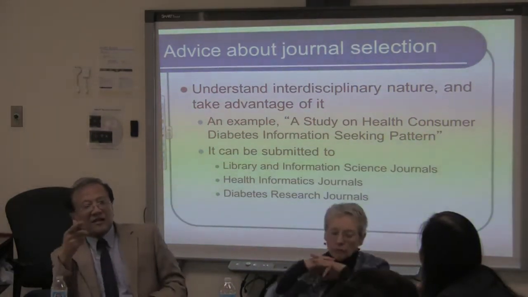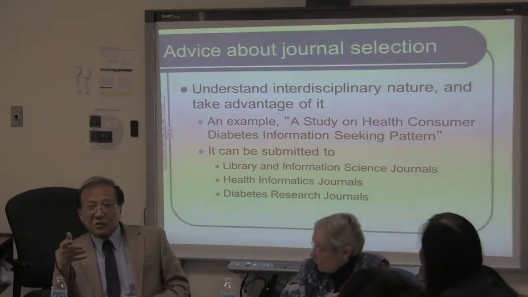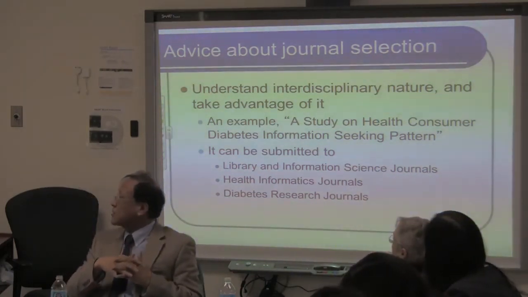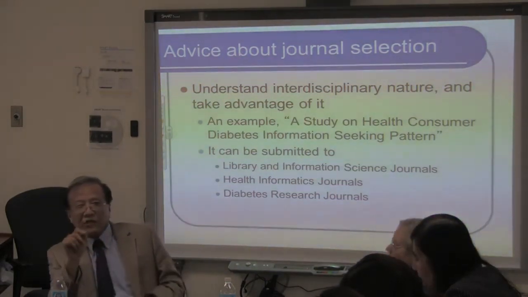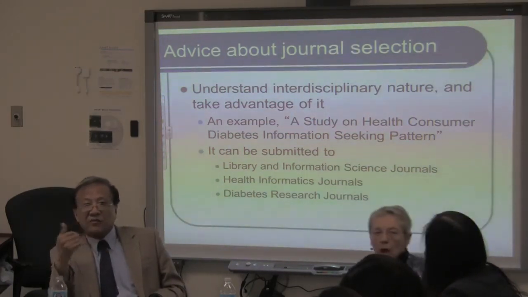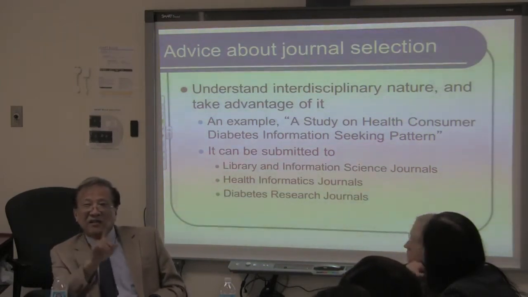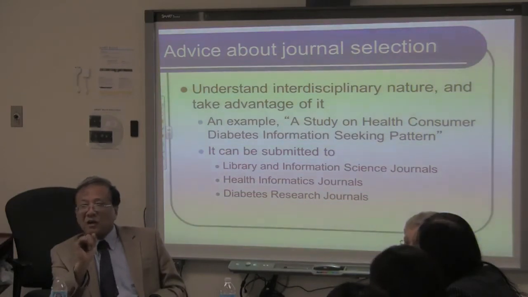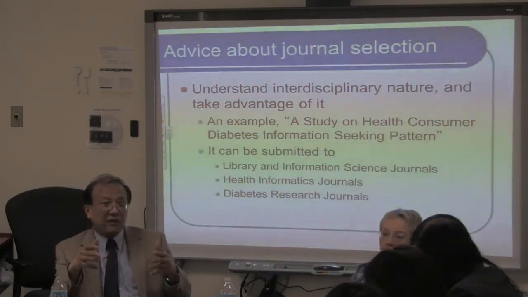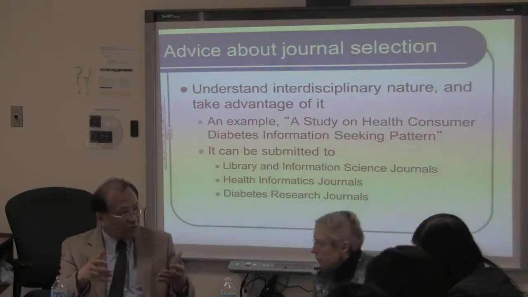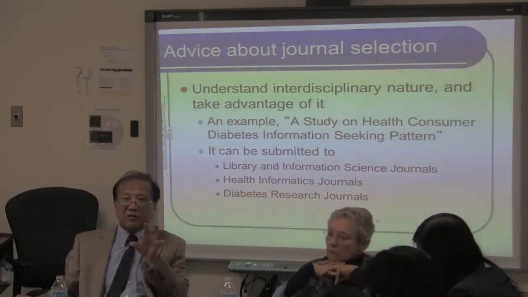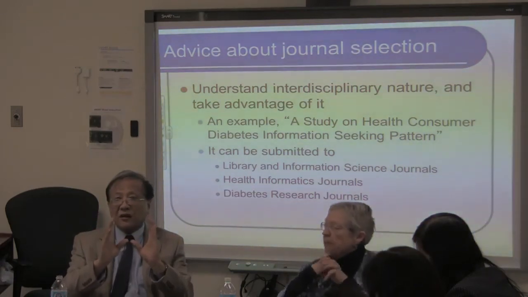Sometimes I would mention that you should take advantage of the interdisciplinary nature of the journals. For instance, this is a recent study I'm working on: a study on health consumers' diabetes information seeking behaviors. If you check this topic, you will see immediately that you can submit it to the traditional library and information science journal. There's no doubt about that. But on the other hand, you can take advantage of the interdisciplinary nature of the paper and submit it to a health informatics journal. If you open that door, the selection of journals opens up new territory. So that's just an example of how to submit your papers and not only focus on your own discipline.